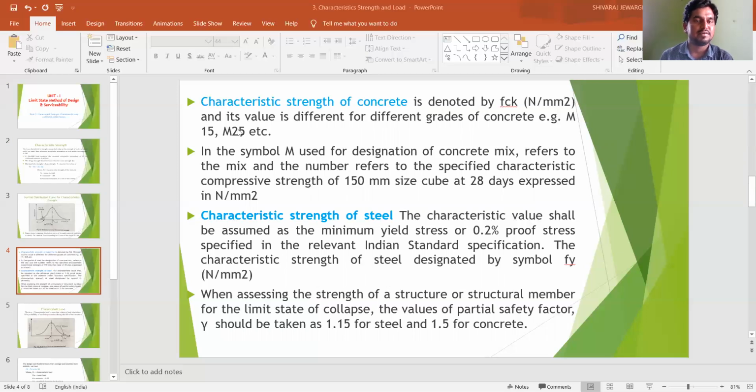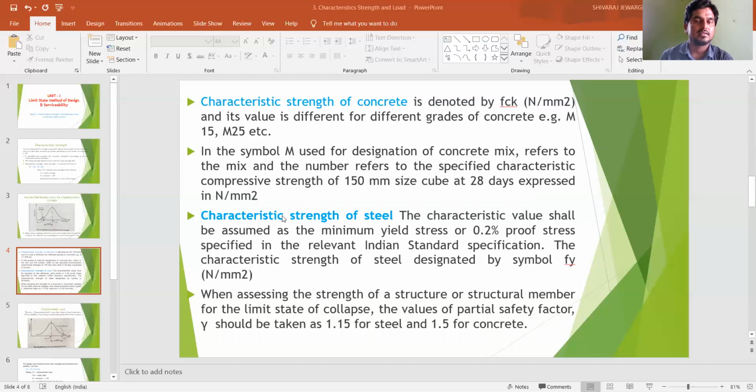Take particularly M25, where M refers to the mix design, as we have seen in concrete technology, and the number 25 refers to the characteristic compressive strength of a 150 mm standard cube cured at 28 days, expressed in Newton per mm square. This is the definition of the characteristic strength of concrete.